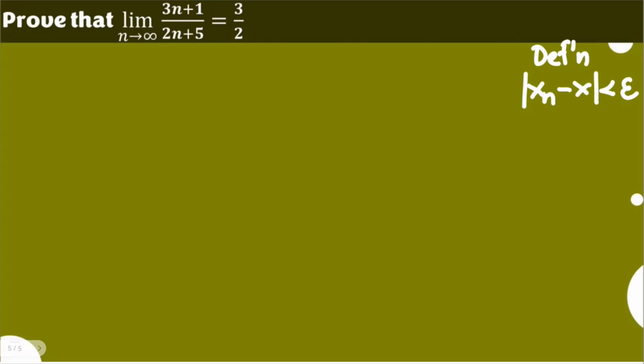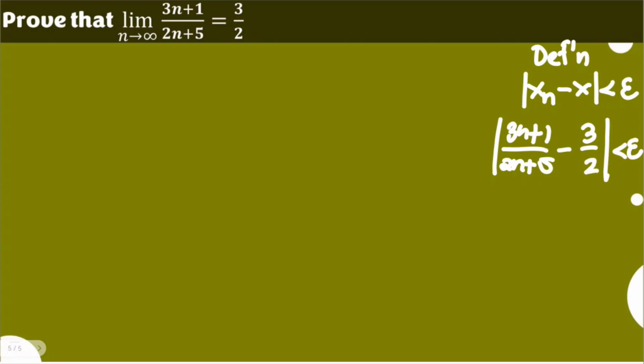So we are going to manipulate this first before going to our proof, so that we can actually look for the appropriate expressions to be included in our proof. Let's talk about this portion here. As we substitute our sequence, you have 3n plus 1 all over 2n plus 5 minus 3 halves must be less than epsilon.